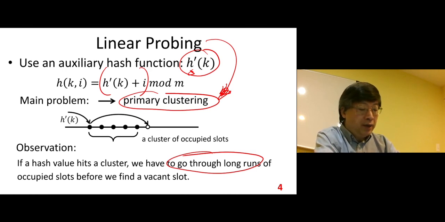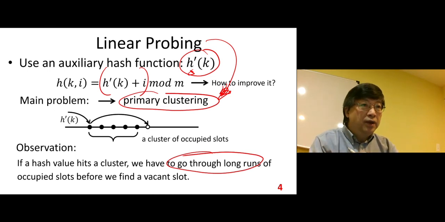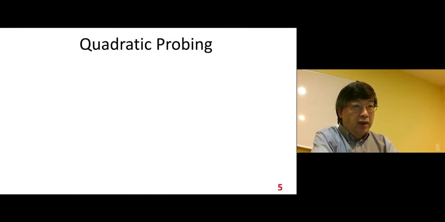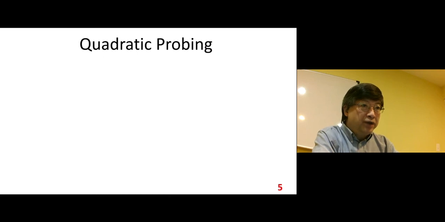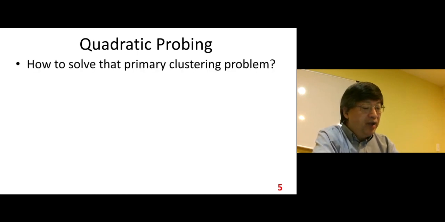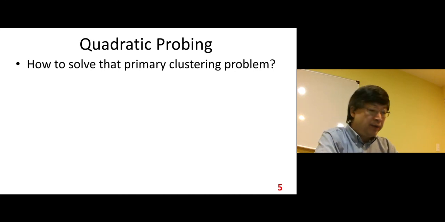But how to improve it? We don't like it, so how to improve it? There is another method called quadratic probing. We try to improve the problem of linear probing by a new method called quadratic probing.